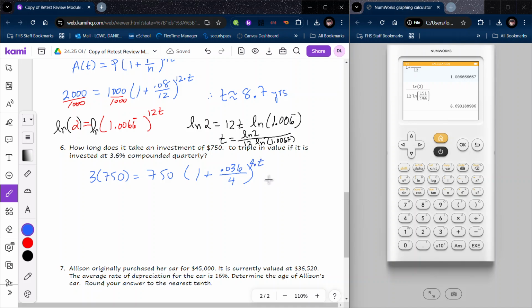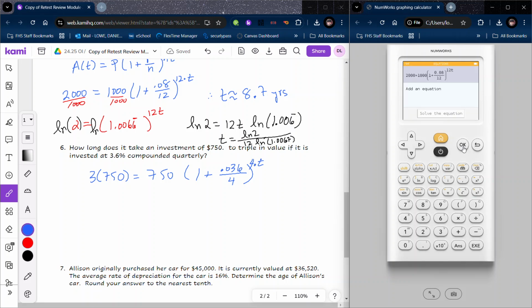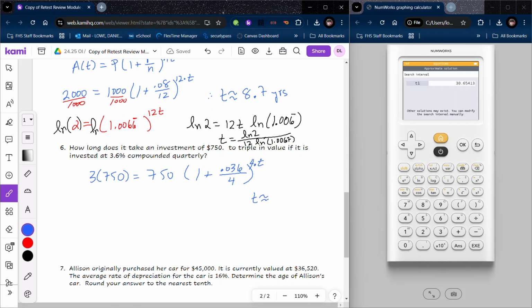And then once again, go to my equation solver, enter in my equation. So 3 times 750 is going to be equal to 750 times 1 plus 0.036 divided by 4. Make sure my parentheses are correct. Make sure I raise to the correct power. I like to use t if I'm dealing with time. And let it solve. And it tells me that t is approximately 30.7 years, once again, if I'm rounding to one decimal place.